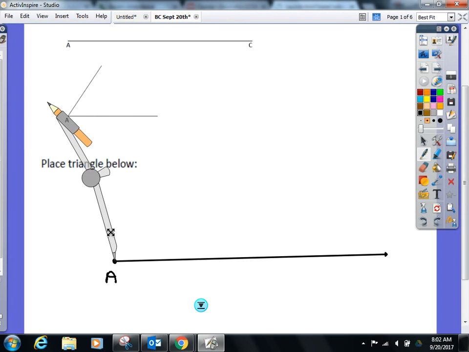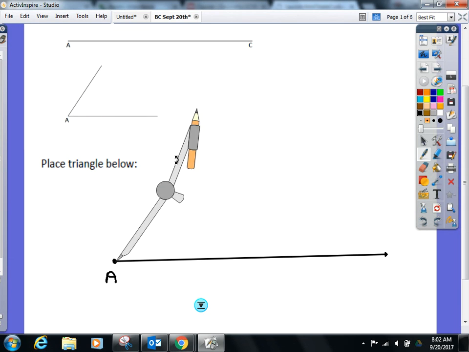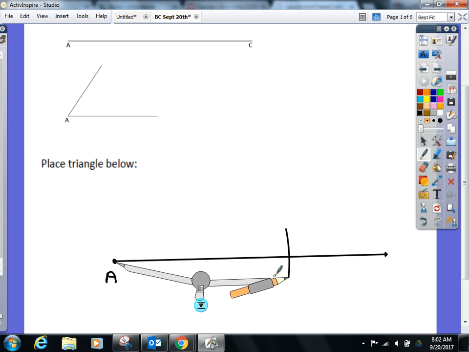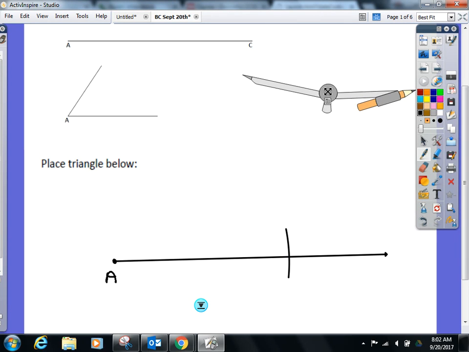Put your compass point on A. Make an arc through the ray. And I'm going to call that point C, because that's AC. Everyone have one of the line segments copied on the ray? Now let's copy the angle.